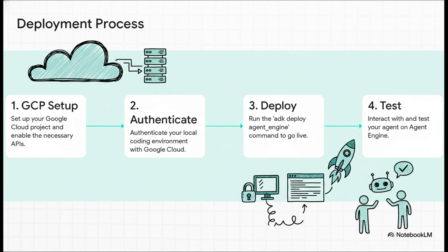First, you get your Google Cloud project ready to go and turn on the APIs you need. Second, you authenticate your local computer so it can talk to the cloud. Third, and this is the best part, you run a single command. And fourth, you're testing your agent, which is now live and running in the cloud.